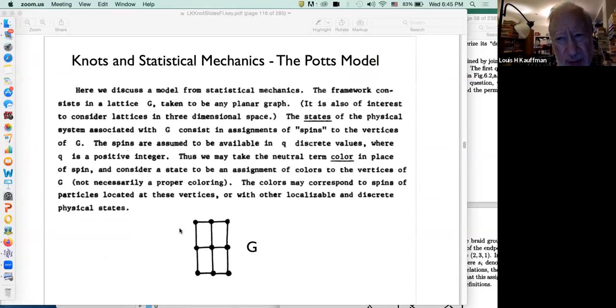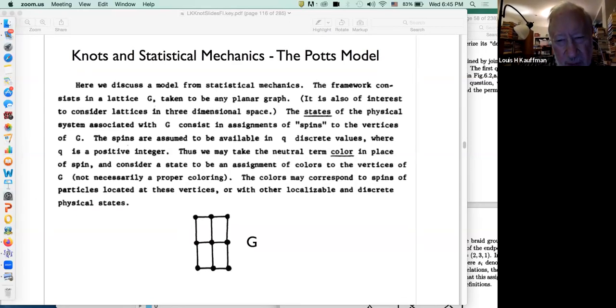I want to talk about a very well-known model in statistical mechanics. It's called the Potts model. And in that model, you can have any graph at all. It's often thought about for planar graphs because there are some very specific problems about the model for planar graphs, but it could be any graph whatsoever, non-planar, only embeddable in tree space, or it could be just a simpler graph, just a line of points.